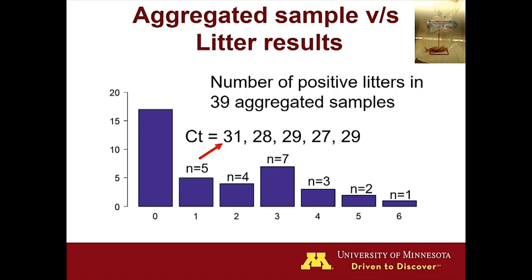The CT values, for example, when we observe just 1 liter positive within our aggregated sample of 15 liters, were around 30. And we were able to detect those CT values in our aggregated sample.